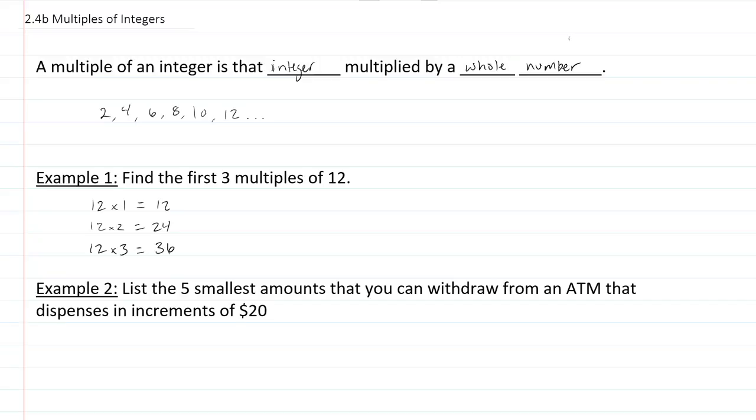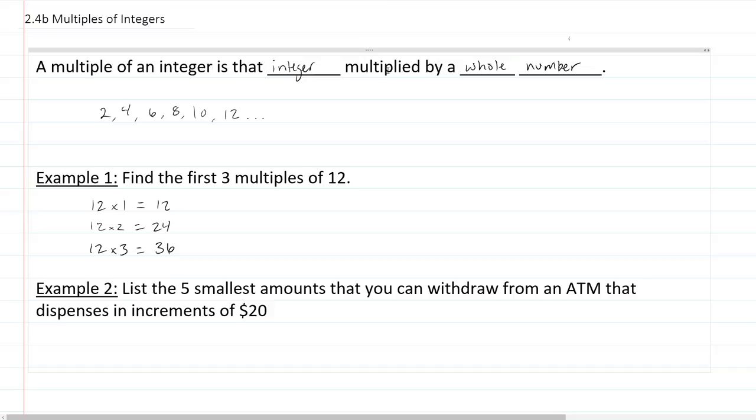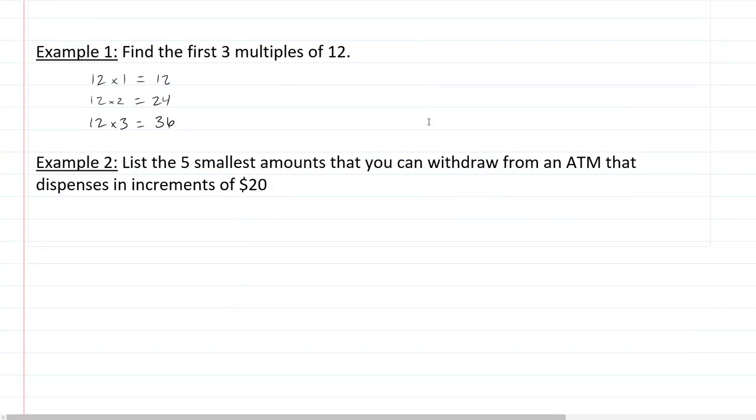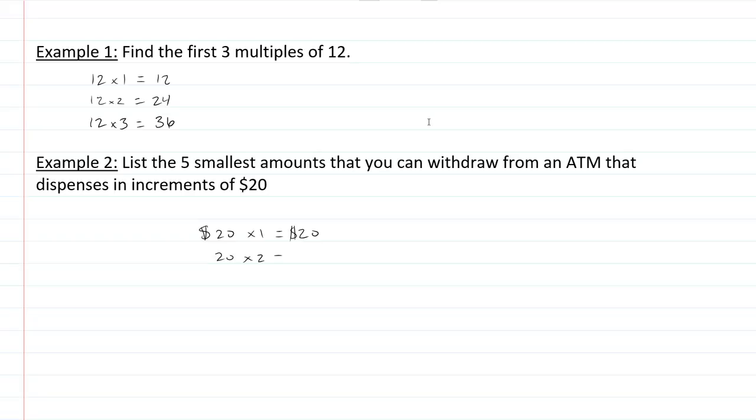So another example, a real-world situation. List the 5 smallest amounts that you can withdraw from an ATM that dispenses in increments of $20. So you might actually come into this situation. Clearly, the smallest amount we can take from an ATM that dispenses 20s is $20, which is 20 times 1. The next smallest we can withdraw is 20 times 2, which is equal to 40.